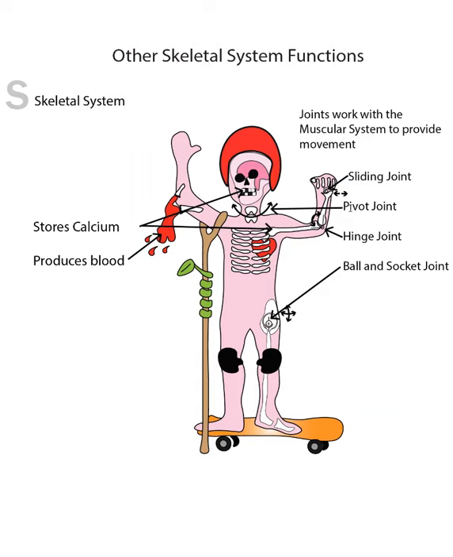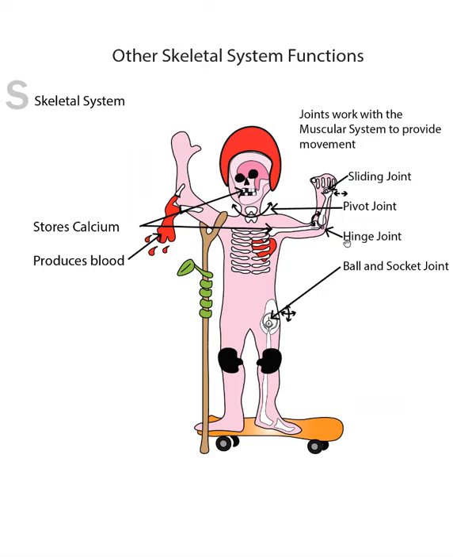Another joint that helps our body move is the pivot joint. A good example would be the bones in your neck. You can turn to the right and you can turn to the left. We call that pivot to the right, pivot to the left. This is a pivot joint, and this is how it operates.